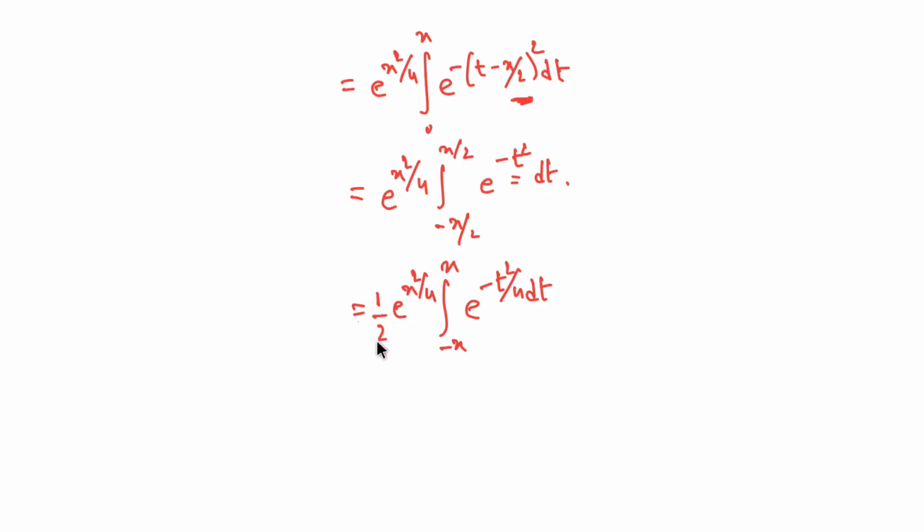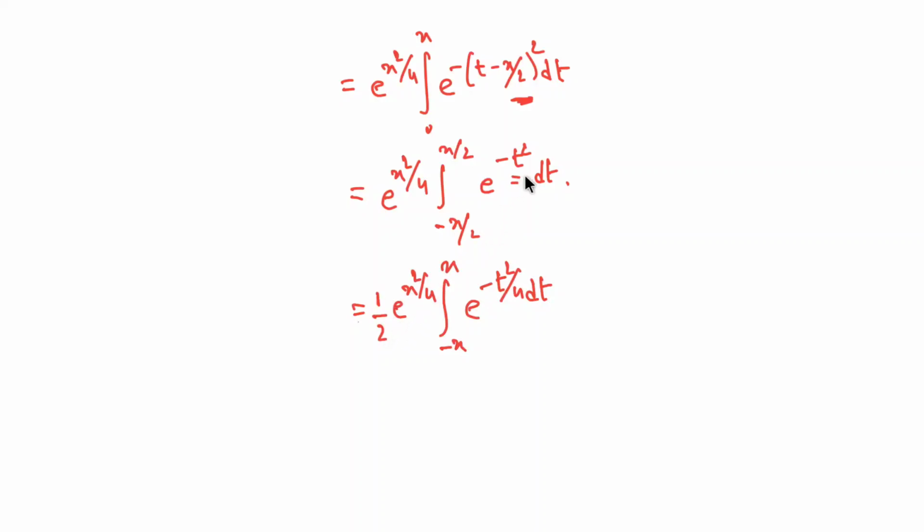So this is a very important property again in definite integrals. The basic thing is I'm changing the limits into a comfortable form, like minus x to x, because it's from minus x by 2 to x by 2. It's the same thing if I go from minus x to x, there's nothing different. And now the only thing that I have done is I have changed this minus t square to minus t square by 4, and I have made that to half.